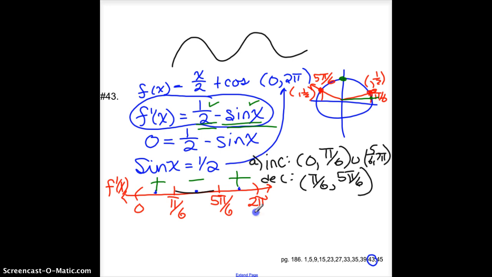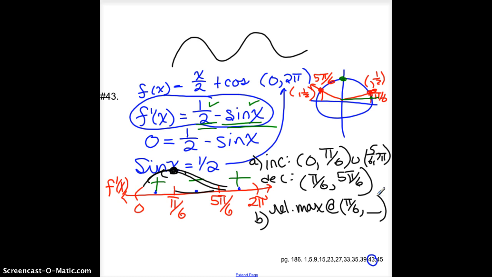The second part of the question, part B, was to identify the relative extrema. So remember, the first derivative test says that if the function goes from increasing to decreasing, what we have is a relative maximum of the function. So you would say a relative max occurs at, and we'd have pi over 6 comma, and it's really that y value we're concerned with.